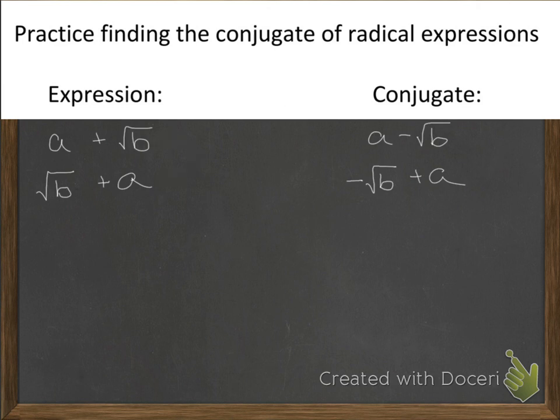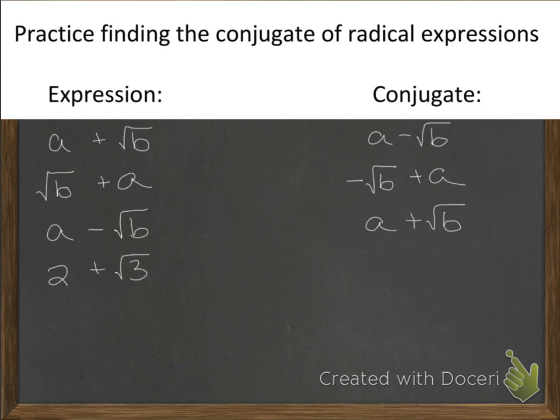Well, what if I had a minus the square root of b? What would the conjugate be? Remember, the magic happens, the inner terms cancel out, only when we have opposite signs. So the conjugate of a minus the square root of b would be a plus the square root of b. All right, well, let's make up some examples with actual numbers in them. So what if I have 2 plus the square root of 3? What is the conjugate of that expression?